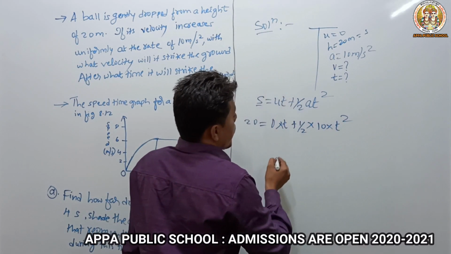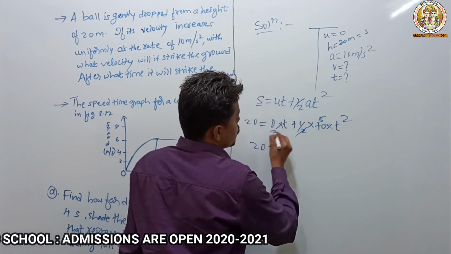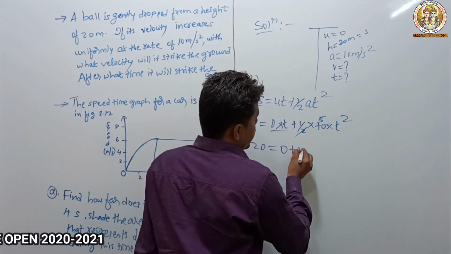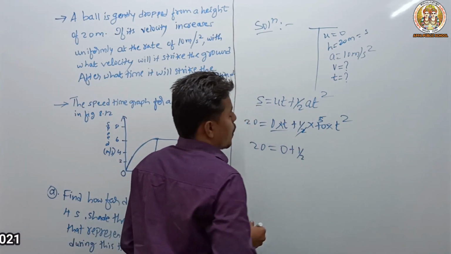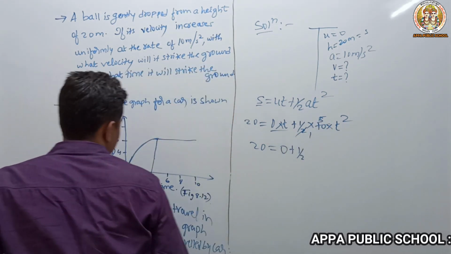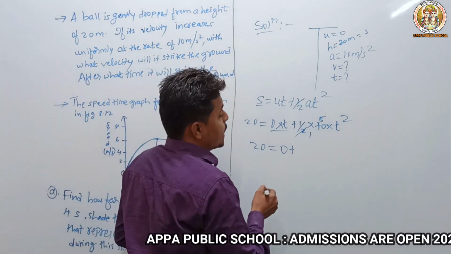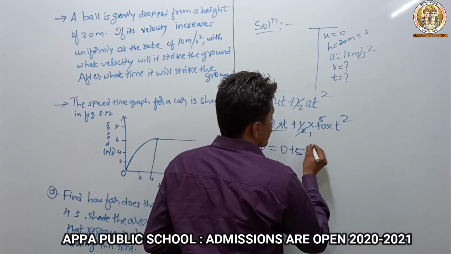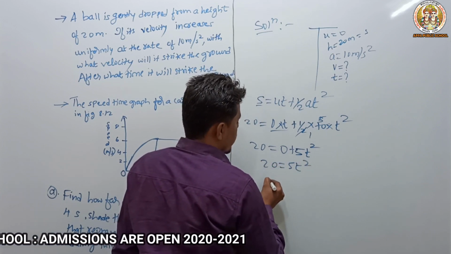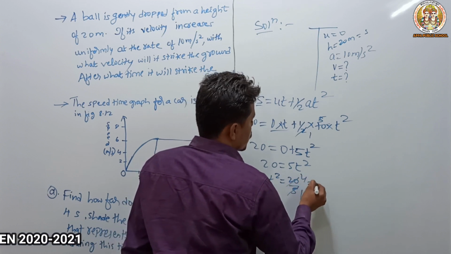So 20 is equals to 0 into t, which is 0, because anything multiplied by 0 is 0. Then half of 10, cancelling, it becomes 5t square. 20 is equals to 5t square. So t square is equals to 20 by 5, which is 4.